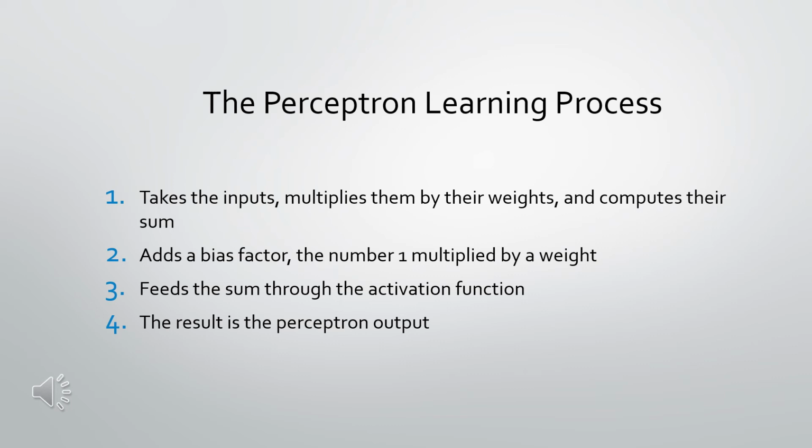And the last part, that is the result, is the perceptron output. The perceptron output is a classification decision in a multi-layer perceptron. The output of one layer's perceptron is the input of the next layer. The output of the final perceptron in the output layer is the final prediction of the perceptron learning model.